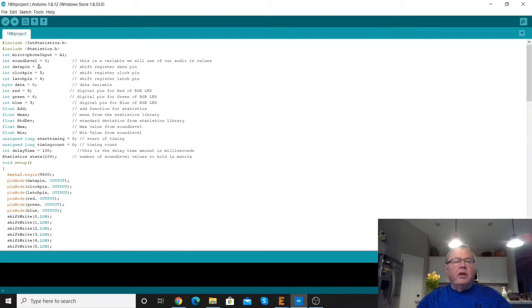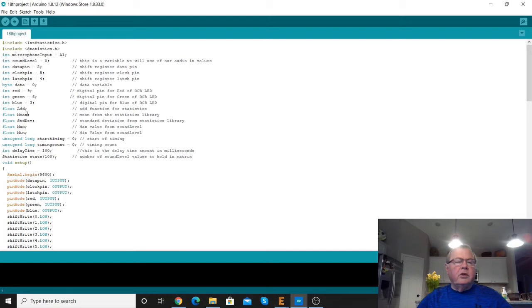And then we've got some pins here for our shift register. We've got a data pin, a clock pin, and a latch pin. That latch pin is again the pin that shifts it from the shift register to the output of the shift register. And then we've got our RGB, red, green, and blue, and they're assigned to output pins 9, 6, and 3 respectively.